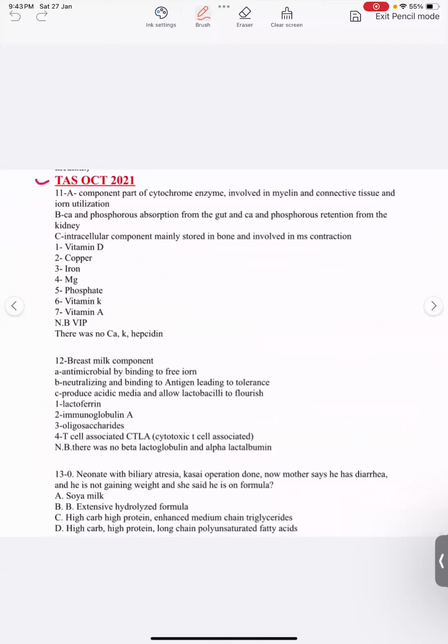This is again a repetition, a component part of the cytochrome enzymes. This is your copper, calcium, and phosphorus absorption from the gut. Okay, this is the same question. Intracellular component mainly stored in the bone, this is your magnesium. They have given the options below here. This is the same question done before. Okay, breast milk components.